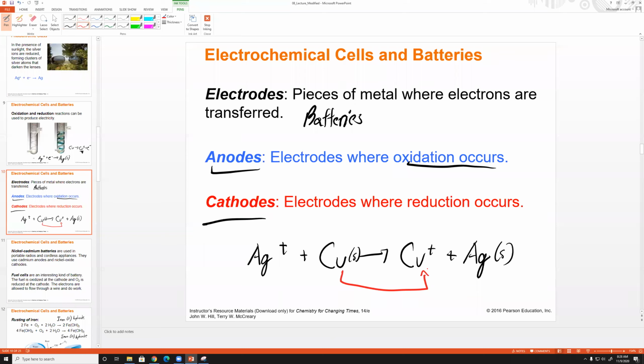So if you're losing electrons, electrons are negative. You're losing negatives, you get positive. So OIL RIG: oxidation is losing electrons, meaning the number goes up or the charge goes up. Reduction is gaining. You're gaining electrons, charge goes down. So copper is being oxidized because the charge is going up because you're losing electrons. Then the silver is being reduced because the charge is going down.